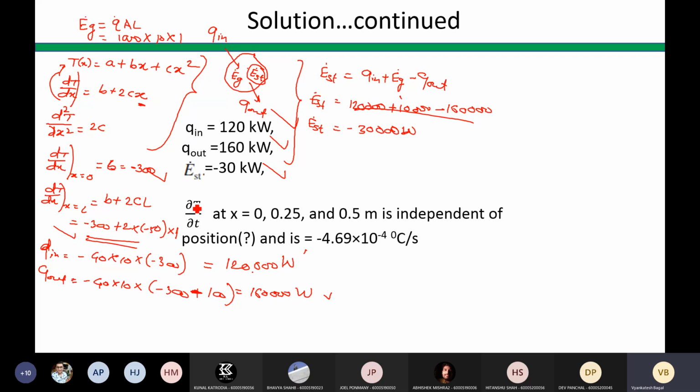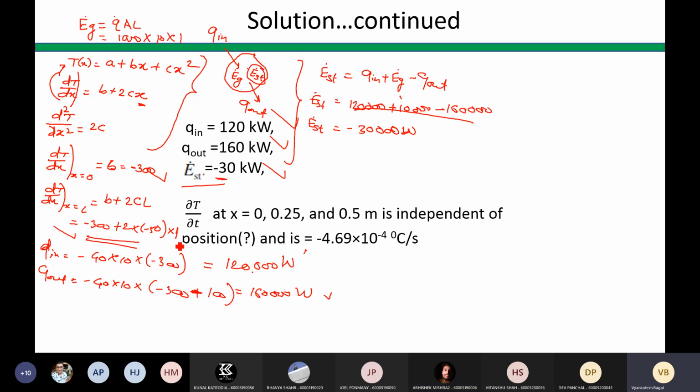So what do you understand from this minus sign? See, the energy storage within the control volume is decreasing. It means that more heat is transferred from the control volume to the surrounding, compared to the heat transfer from outside to the control volume. Get me or not? So that is what that minus means. Yes, sir. Got that. Okay.